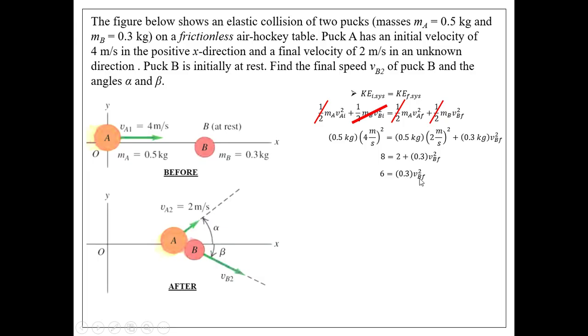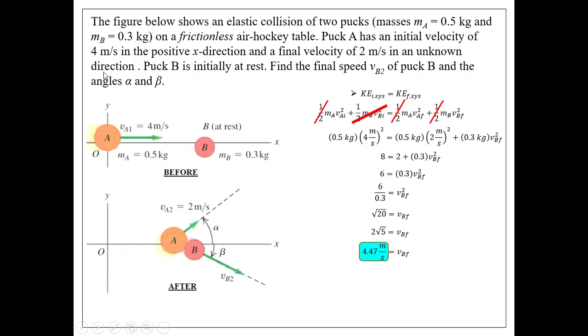In order to get VBf squared by itself, let's do the algebra correctly. Divide both sides by 0.3 first. Then you can take the square root to get VBf by itself. So 6 divided by 0.3 is 20, and that'd be the square root of 20. You can simplify that and leave it as 2 radical 5, or if you want, you can simplify that to 4.47. So that is the speed of puck B after the collision. That's the answer to the first part of this question.